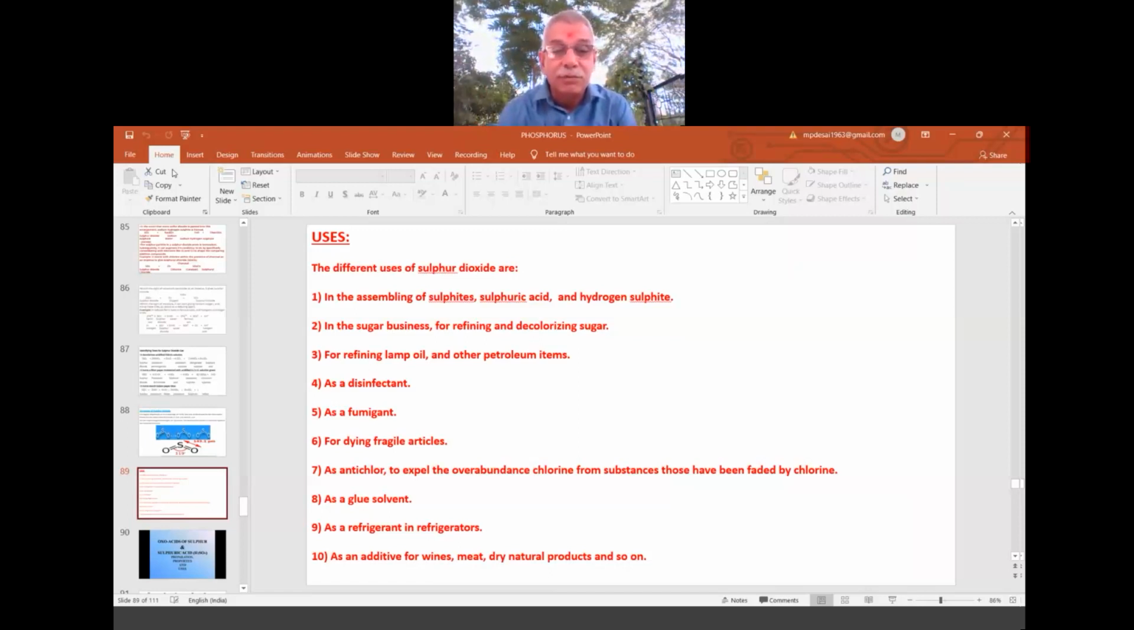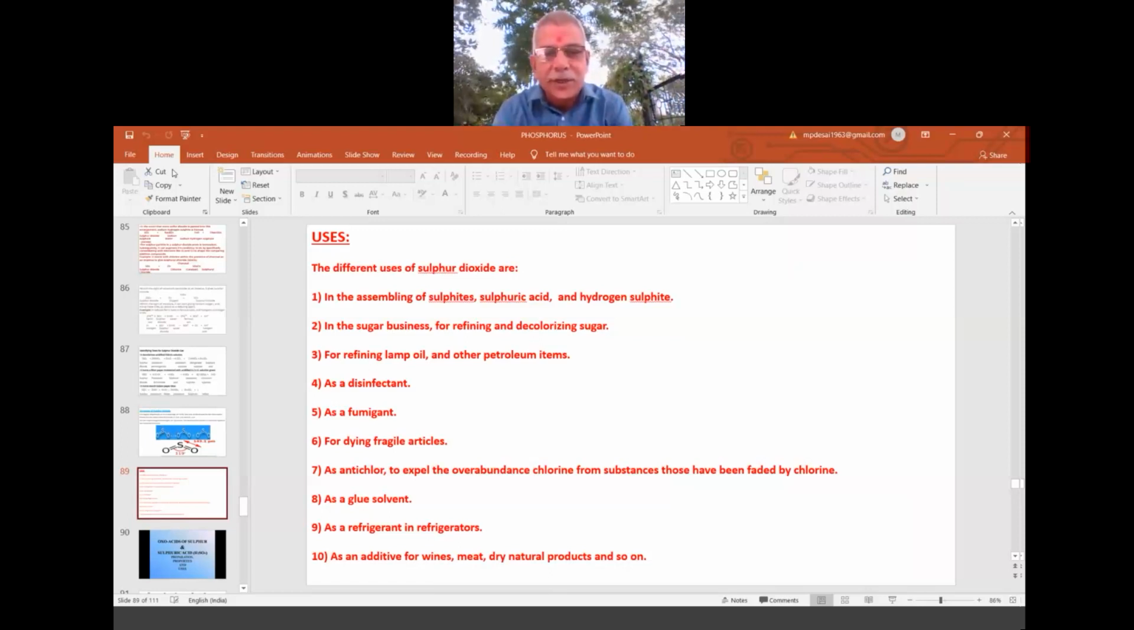As a glue, solvent means what? What is glue here? Glue is sticky like a gum. SO2 is made into a liquid solvent. In that, some chemicals will dissolve, so they will become like a paste. At that time it is used as a glue.